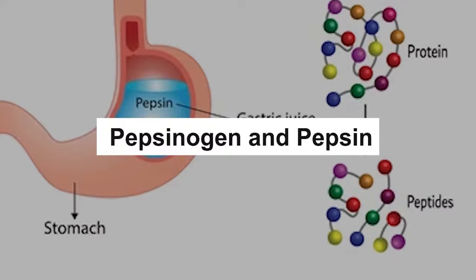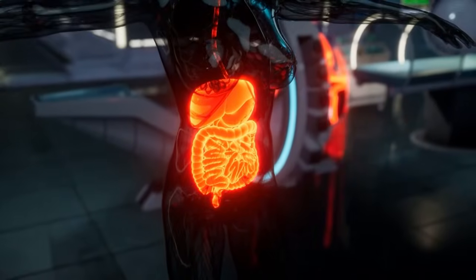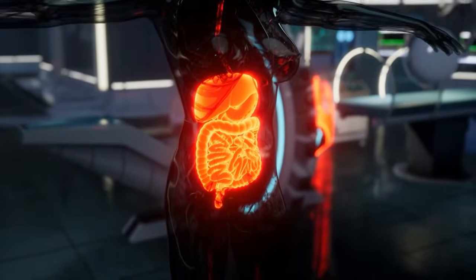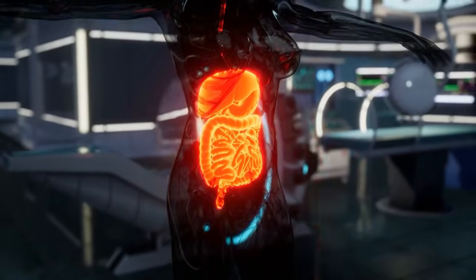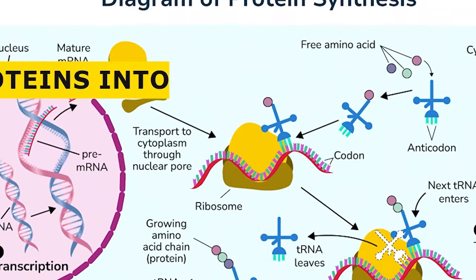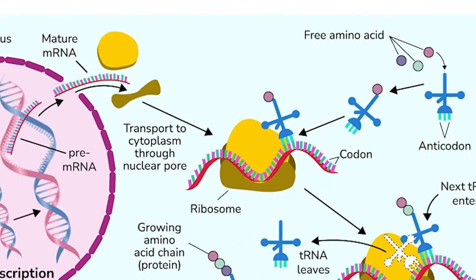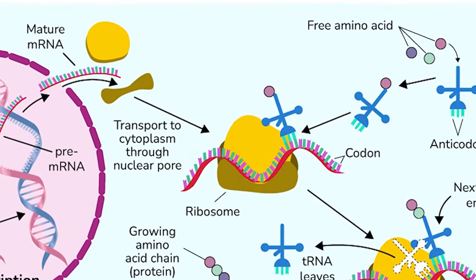Pepsinogen, secreted by chief cells, is an inactive enzyme that is converted into pepsin upon contact with hydrochloric acid. Pepsin is a protease that breaks down proteins into smaller peptides, initiating protein digestion in the stomach.